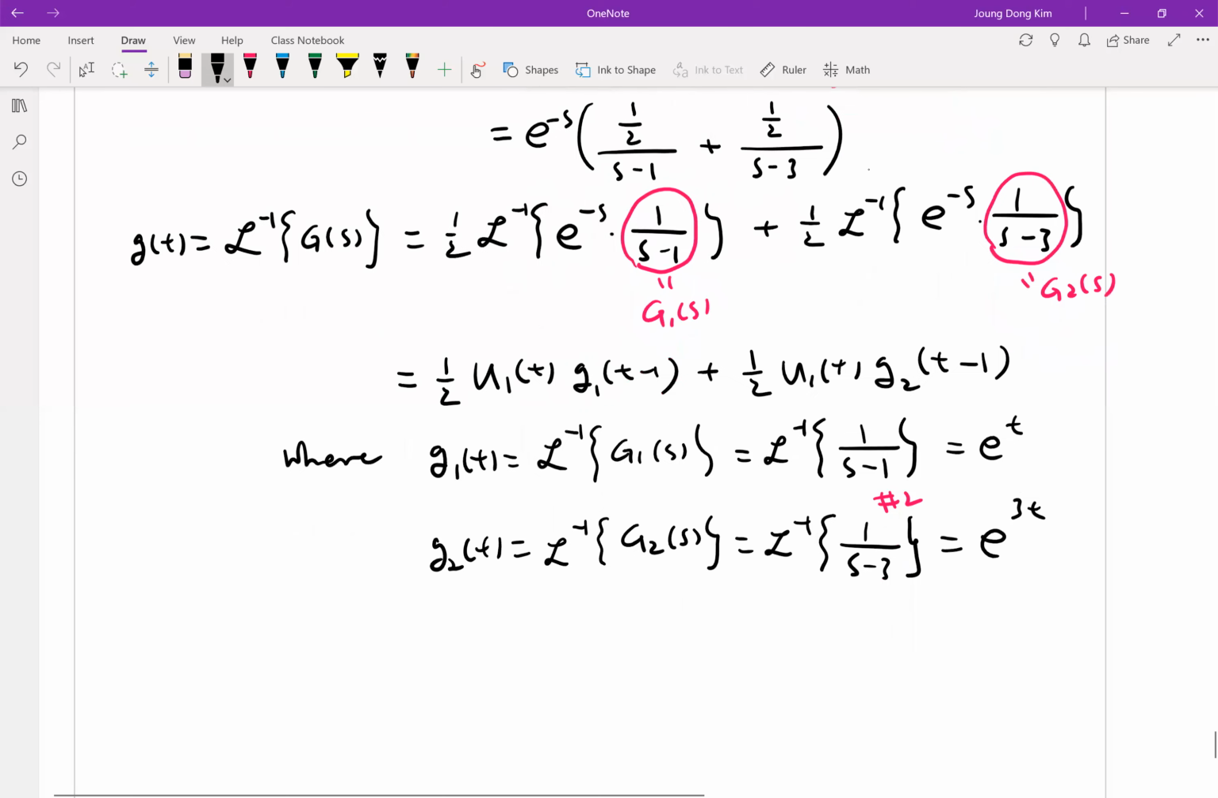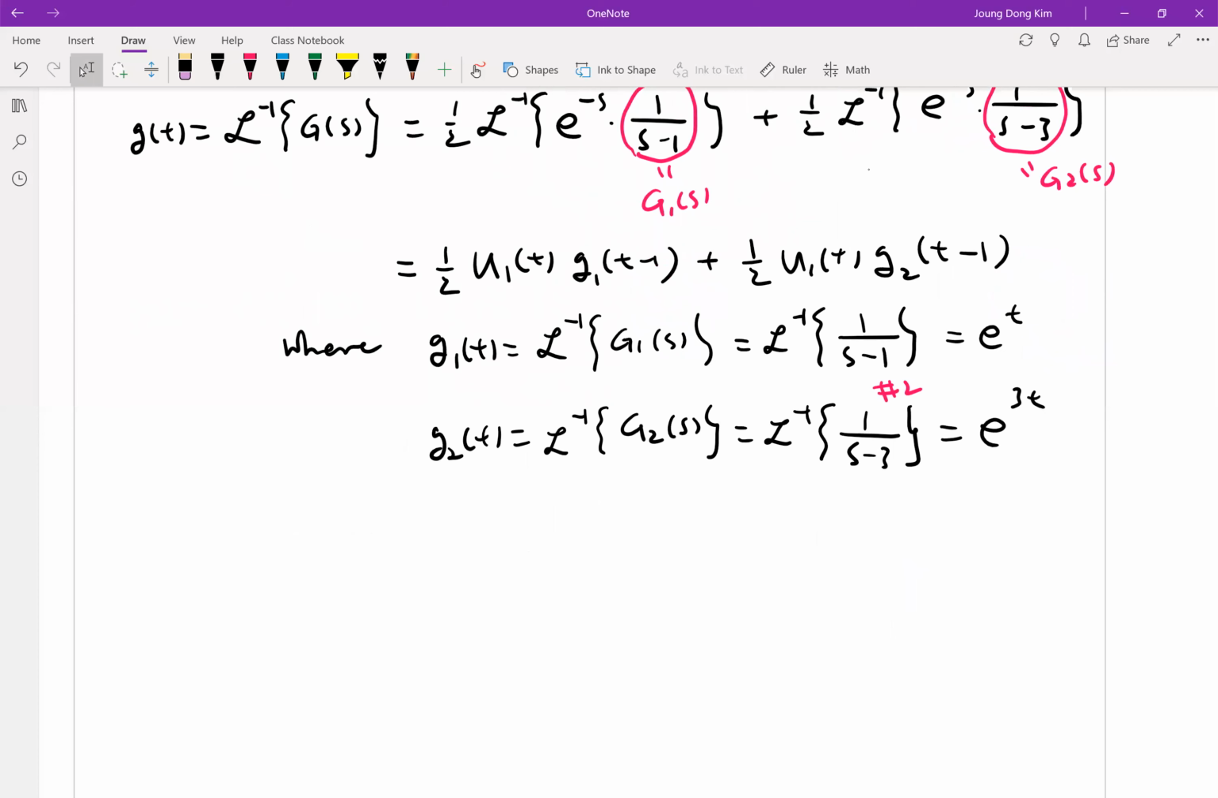Now, there we go. That is equal to 1/2 u1(t) times e to the, not t, but you're plugging in t minus 1 instead, plus 1/2 u1(t), and for this one we plug in t minus 1 here: e to the 3(t minus 1). That's okay, this is actually the correct answer.